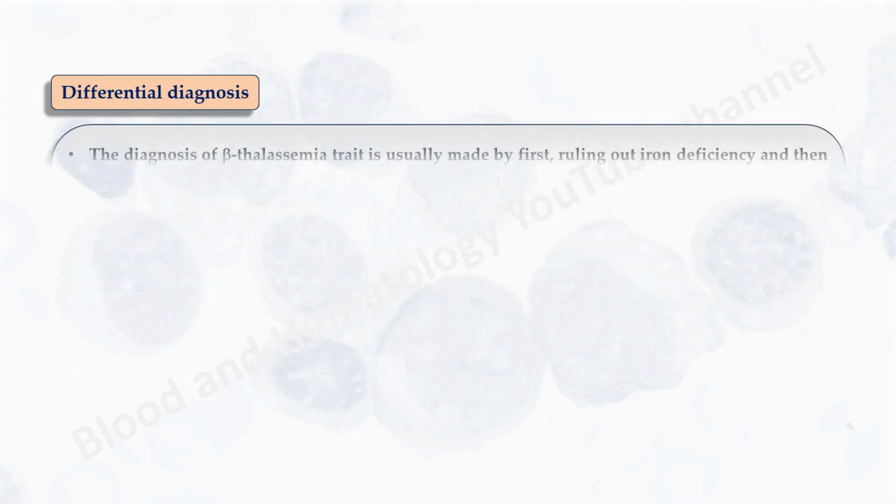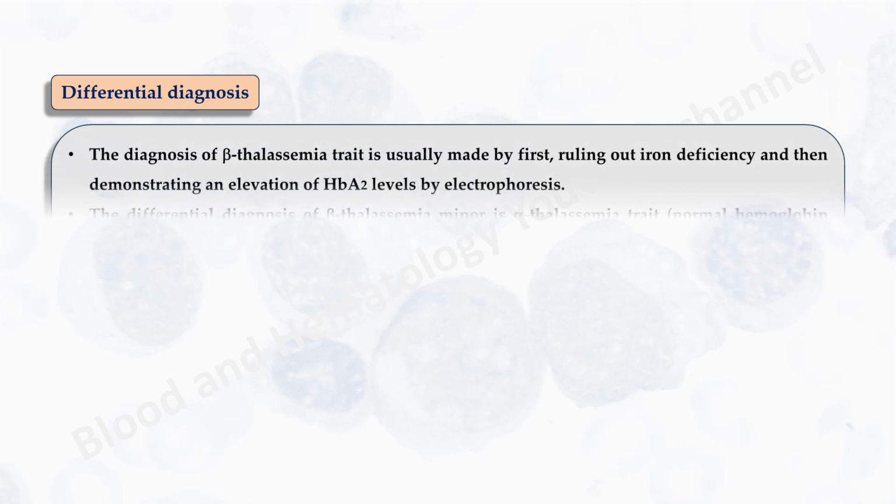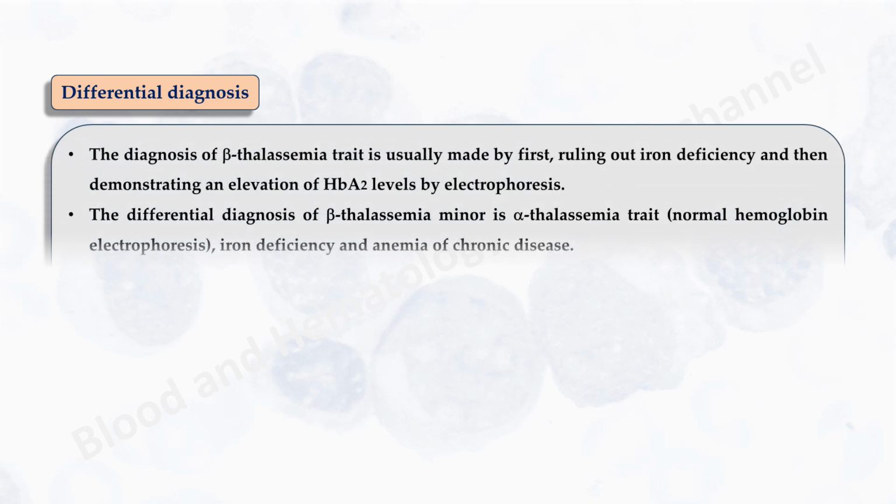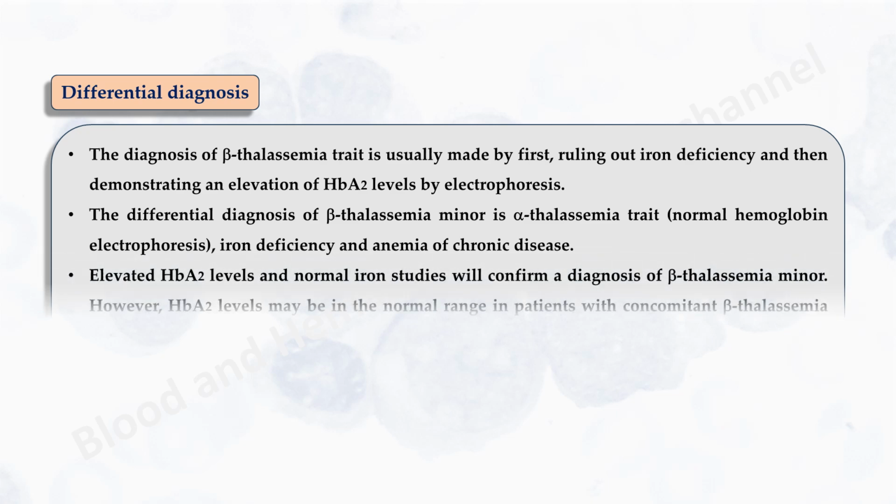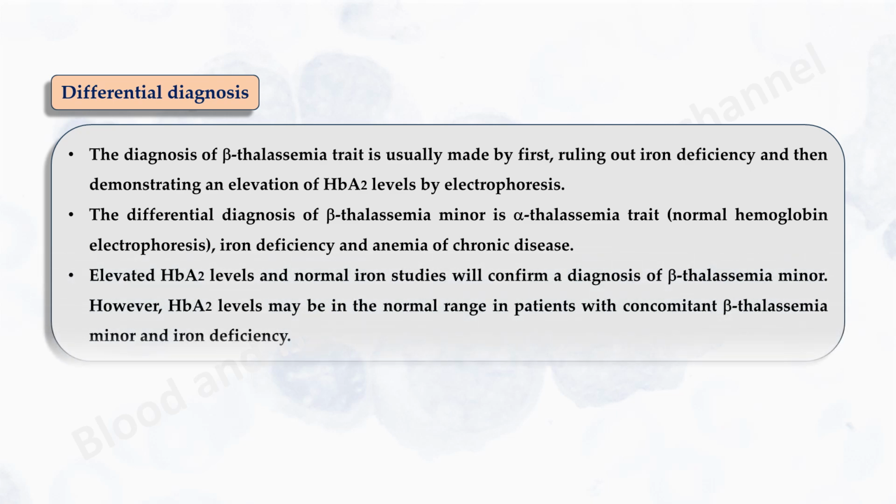The diagnosis of beta-thalassemia trait is usually made by first ruling out iron deficiency and then demonstrating an elevation of hemoglobin A2 levels by electrophoresis. The differential diagnosis of beta-thalassemia minor is alpha-thalassemia trait, with normal hemoglobin electrophoresis, iron deficiency and anemia of chronic disease. Elevated hemoglobin A2 levels and normal iron studies will confirm a diagnosis of beta-thalassemia minor. However, hemoglobin A2 levels may be in the normal range in patients with concomitant beta-thalassemia minor and iron deficiency.